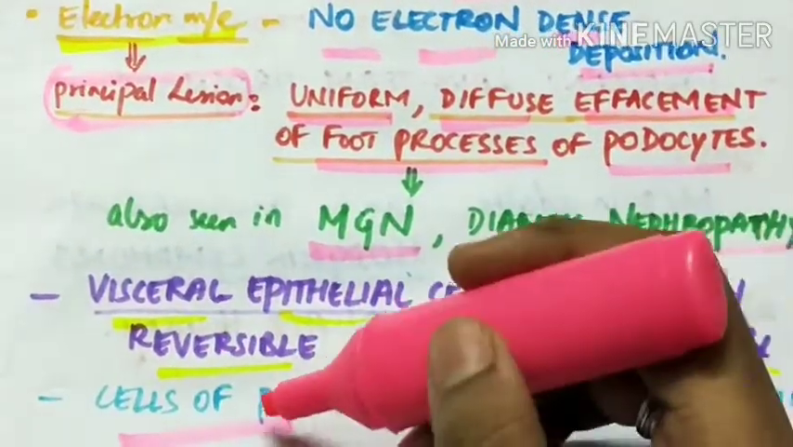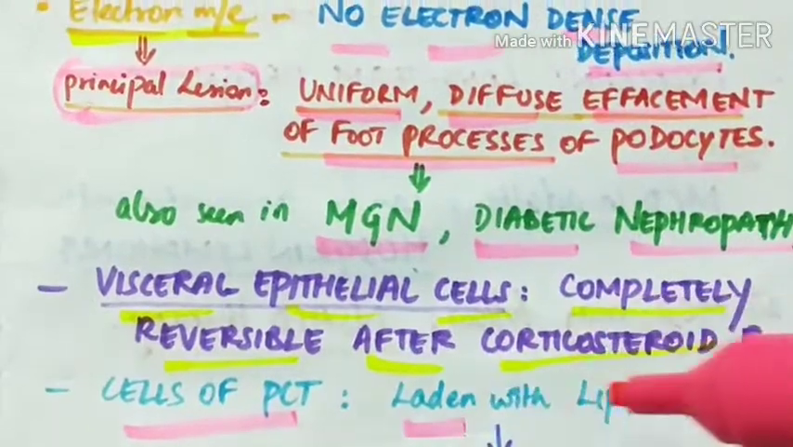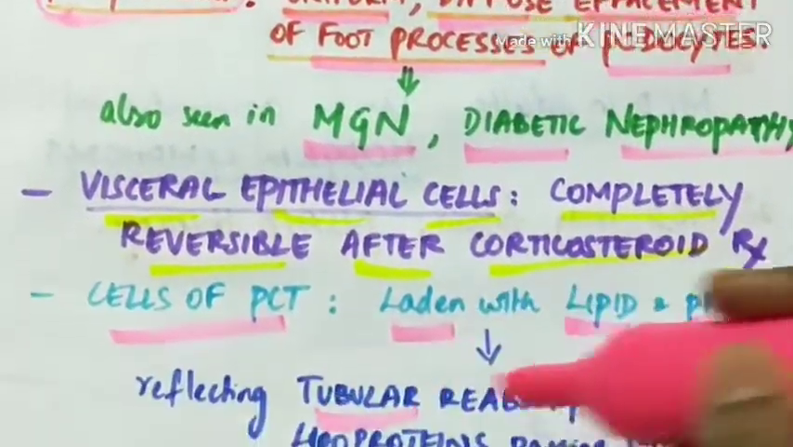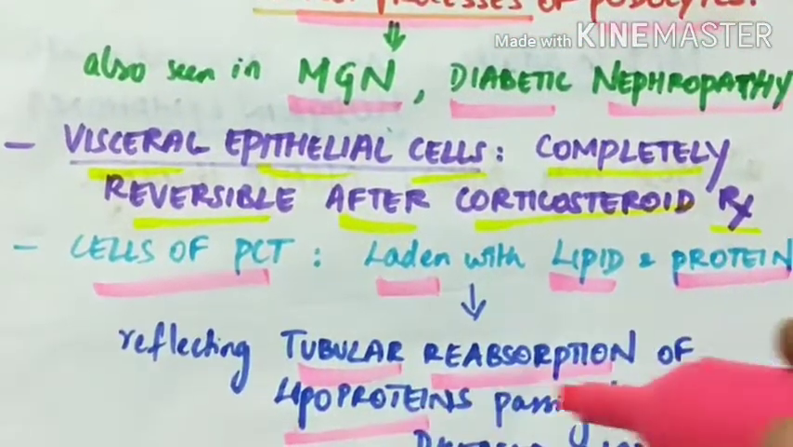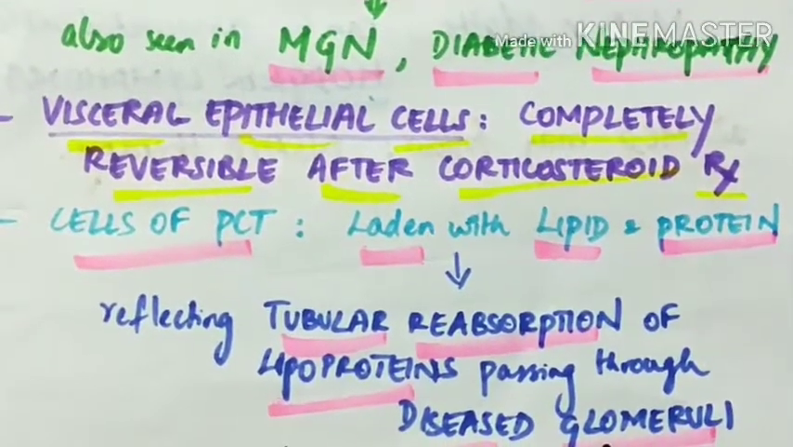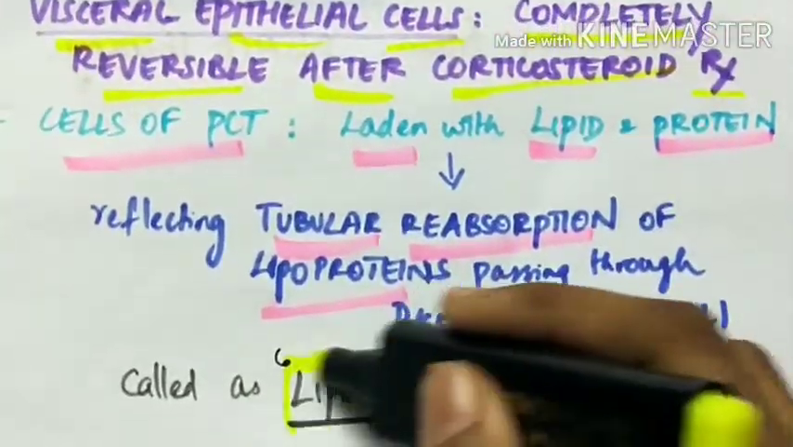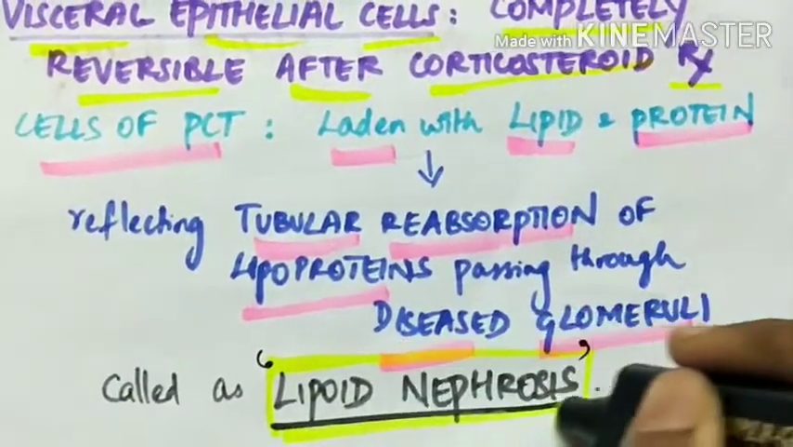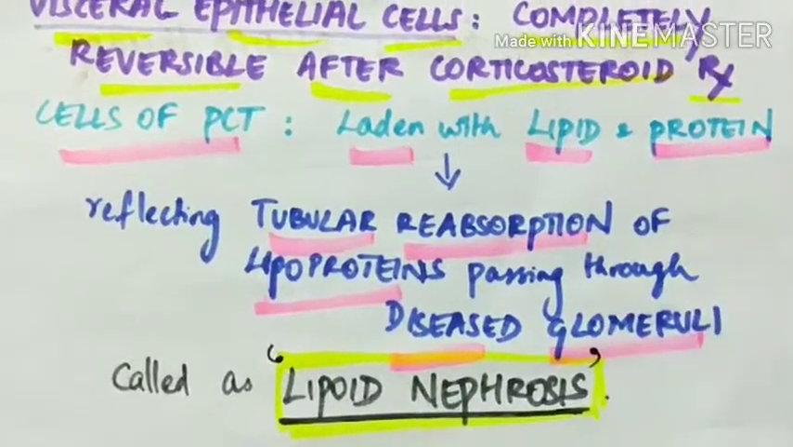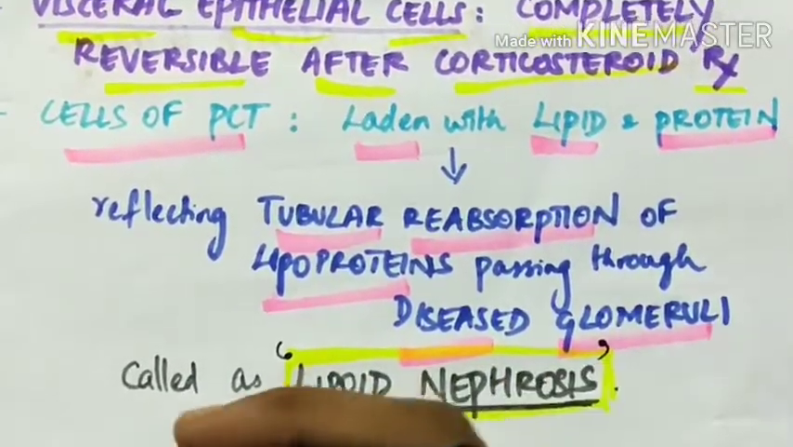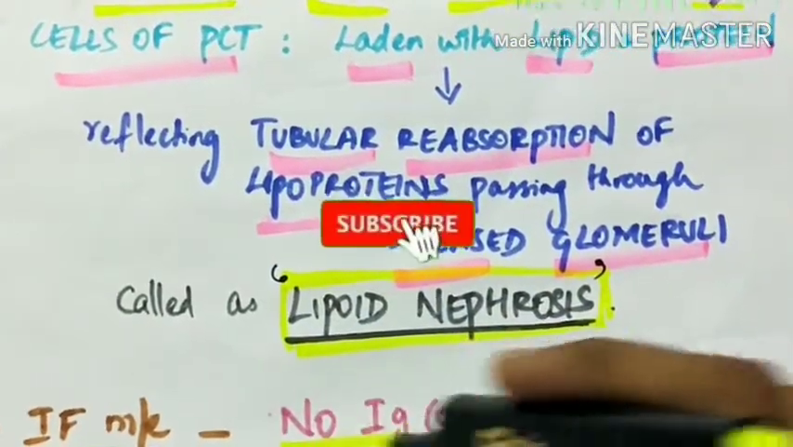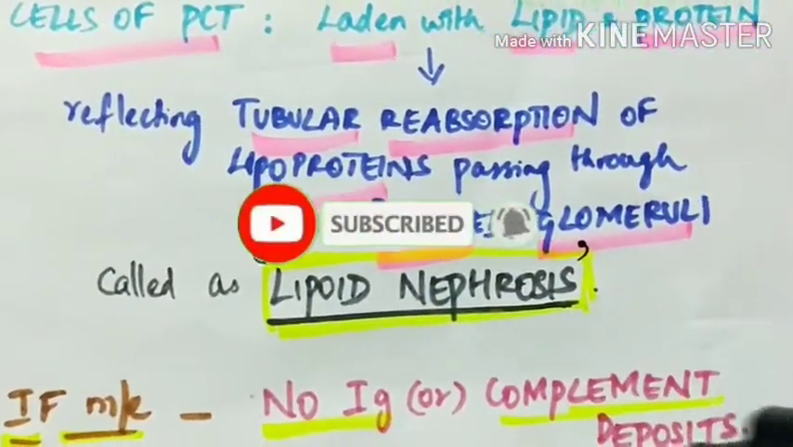The cells of the proximal convoluted tubule are laden with lipid and protein. This reflects that there is tubular reabsorption of lipoproteins passing through the diseased glomeruli. This phenomenon is called lipoid nephrosis, which is characteristically seen in minimal change disease. Next finding is immunofluorescence microscopy. In immunofluorescence, there is no immunoglobulin or complement deposition.